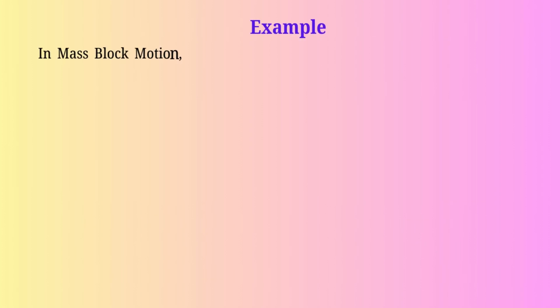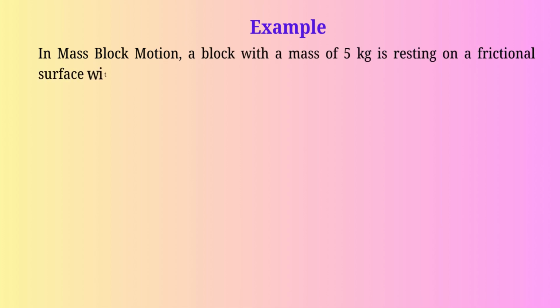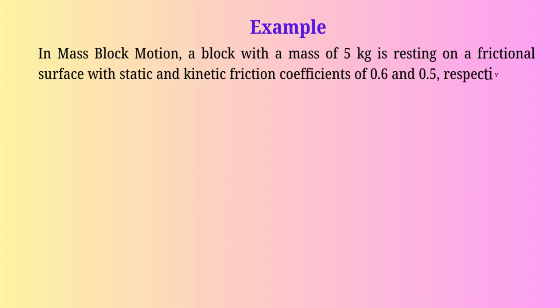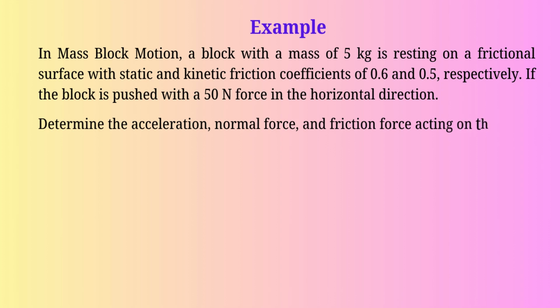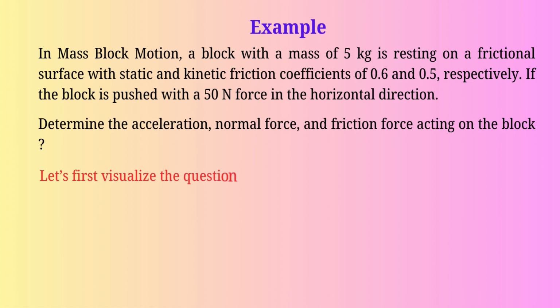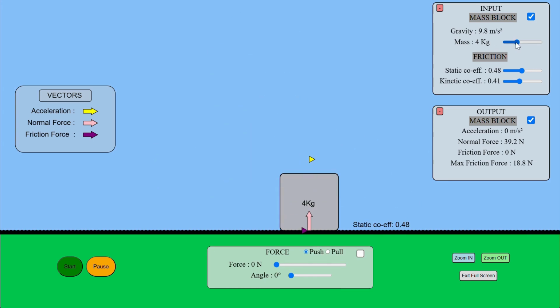In mass block motion, a block with a mass of 5 kg is resting on a frictional surface with static and kinetic friction coefficients of 0.6 and 0.5, respectively. If the block is pushed with a 50 Newton force in the horizontal direction. Now, determine the acceleration, normal force, and friction force acting on the block. Let's first visualize the question in mass block motion ThinkViL simulation. Now, open the simulation and enter all the given inputs.